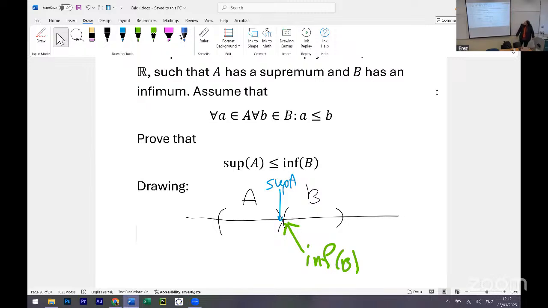So does this drawing make sense? Every element of A is smaller than every element of B. And therefore, I claim that the supremum of A is smaller or equal to the infimum of B. Does that make sense? Yes. It makes sense. And now, it's one of the propositions that make so much sense that students many times have a difficulty understanding what do I need to prove here? Isn't it what is given to me?